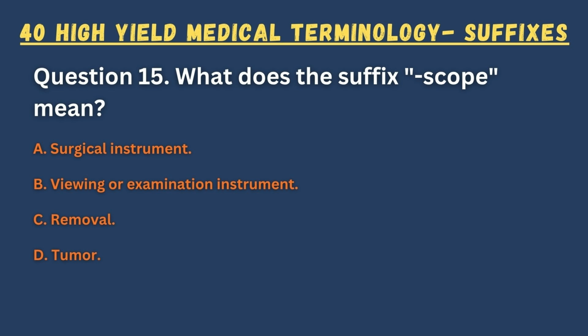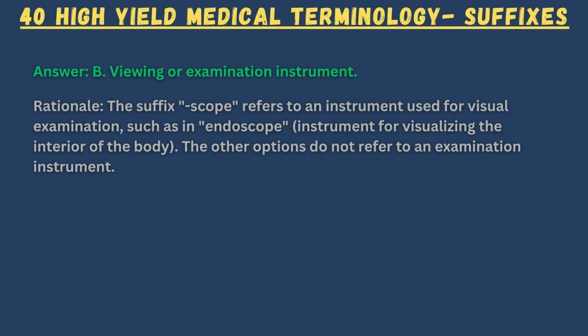A. Surgical instrument. B. Viewing or examination instrument. C. Removal. D. Tumor. Answer, B. Viewing or examination instrument. Rationale: the suffix scope refers to an instrument used for visual examination, such as an endoscope, an instrument for visualizing the interior of the body. The other options do not refer to an examination instrument.